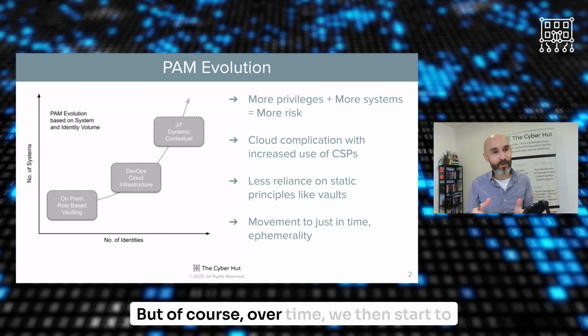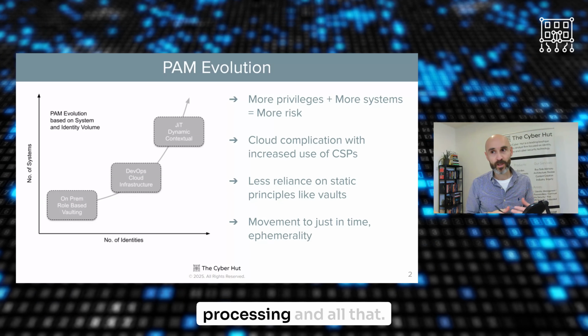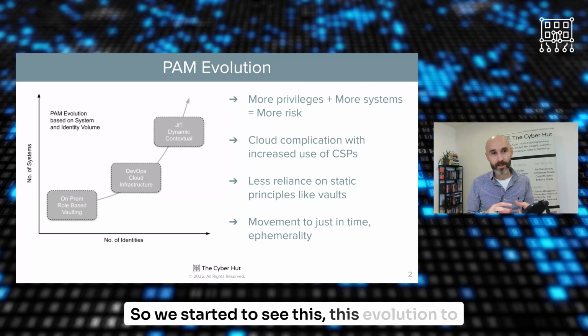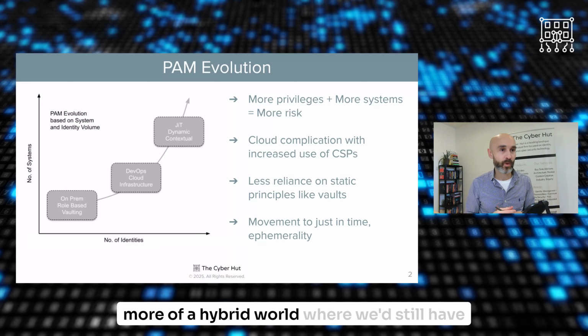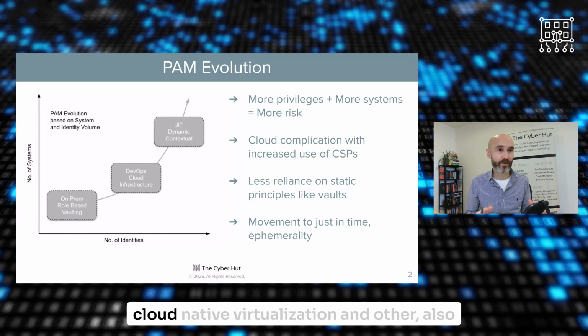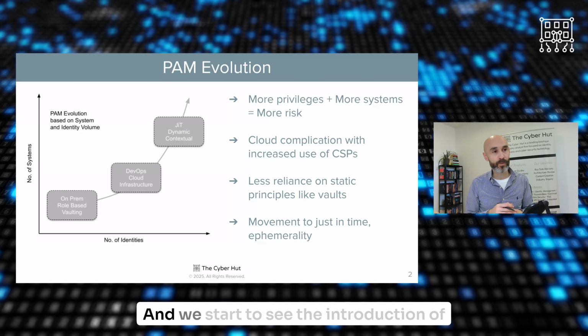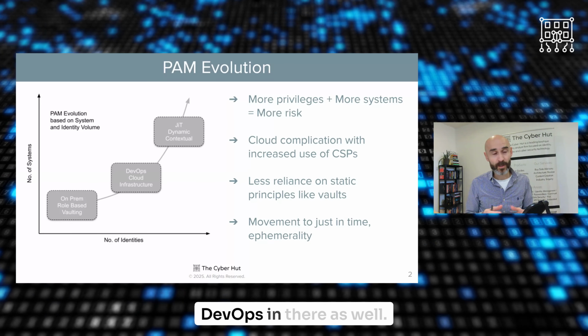But of course, over time, we then start to involve outsourced infrastructure, the evolution to more of a cloud service provider view of being able to deliver networking, compute, data storage, processing, and other. So we started to see this evolution to more of a hybrid world where we'd still have on-premises capabilities, Kubernetes or cloud native, virtualization, and other, also integration into that CSP world. And we start to see the introduction of DevOps in there as well.